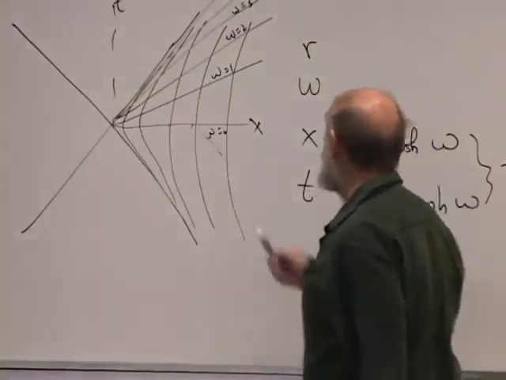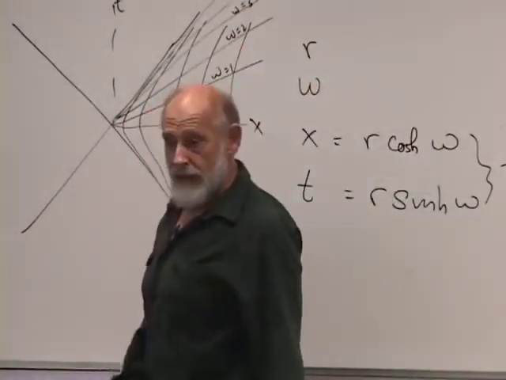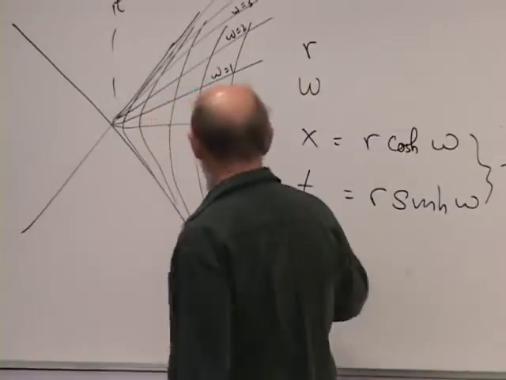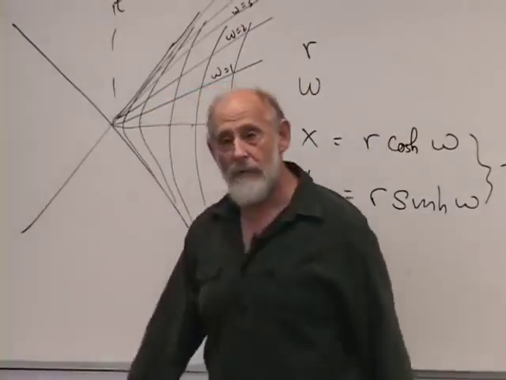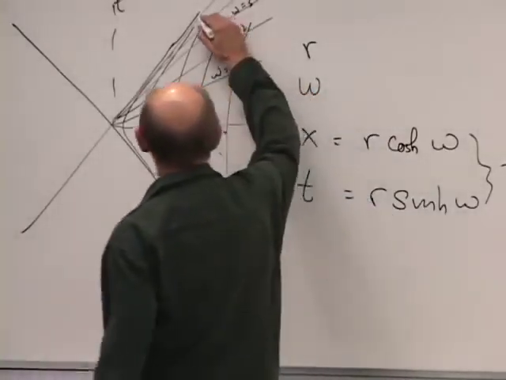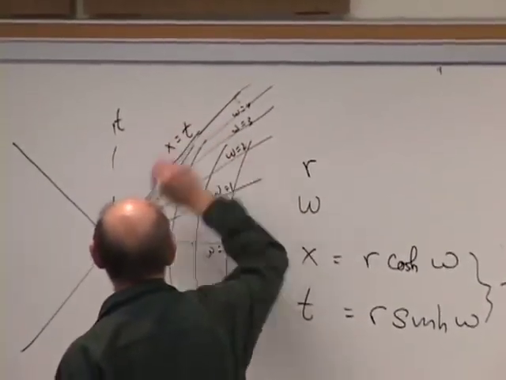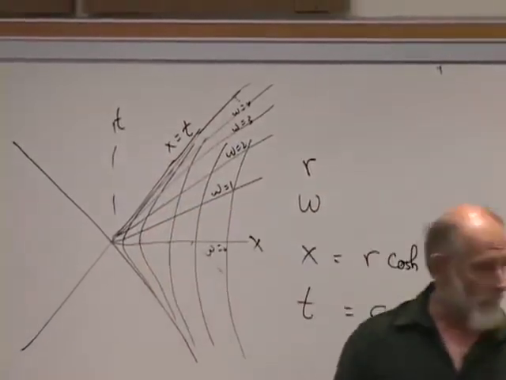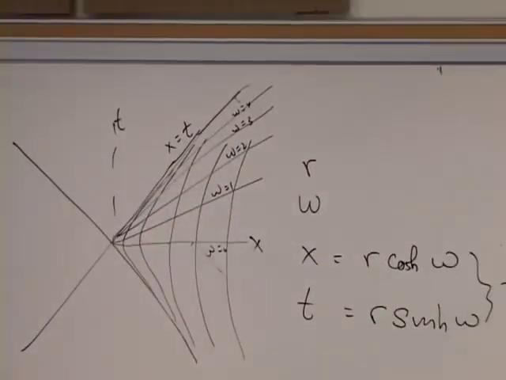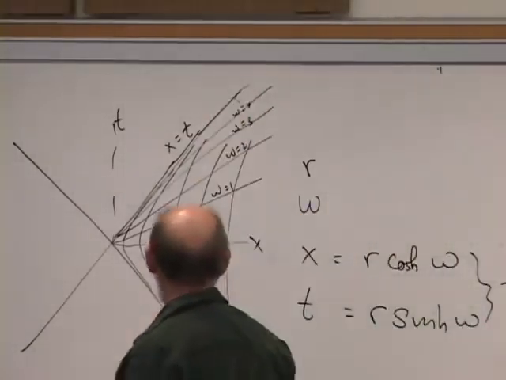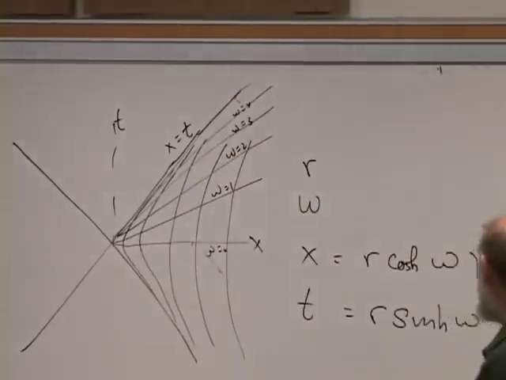And omega equals infinity, the end of time from the point of view of the accelerated reference frame, is just this light cone here, which is x equals t. X equals t, of course, means x equals ct if I were to put back the speed of light. And so this is just the motion of a light ray. Okay, that was the hyperbolic polar coordinates.